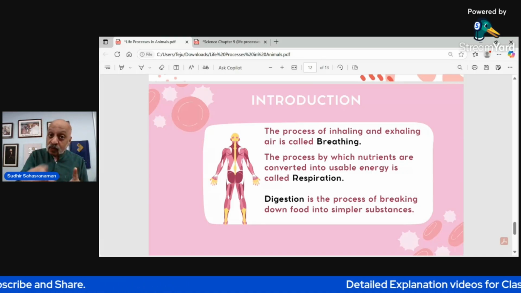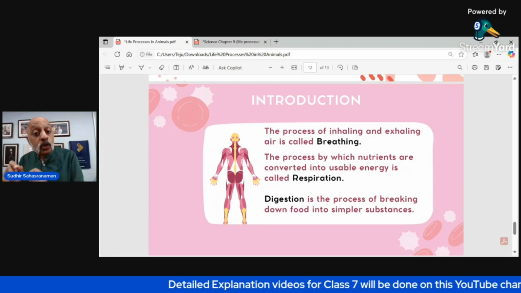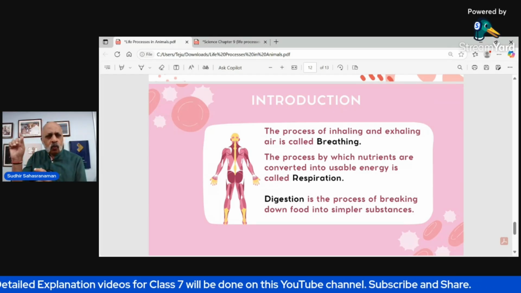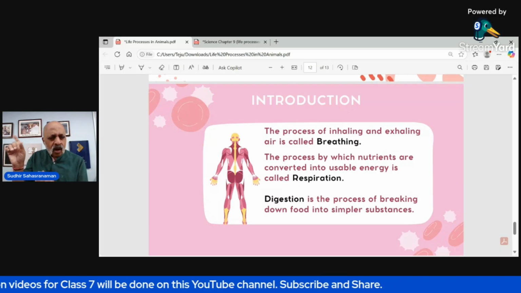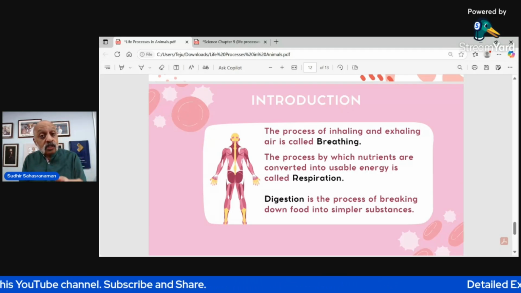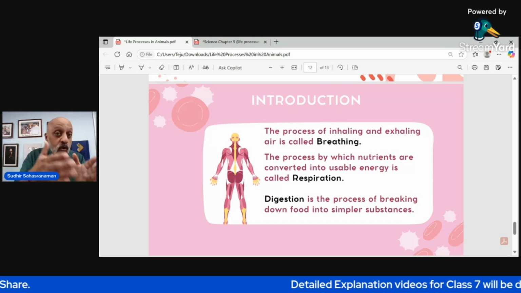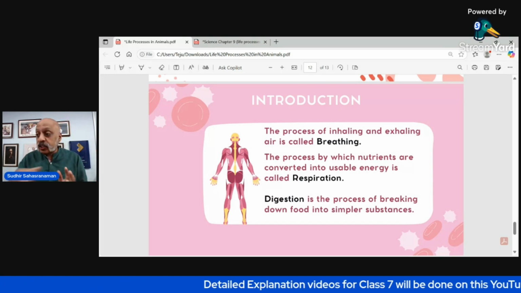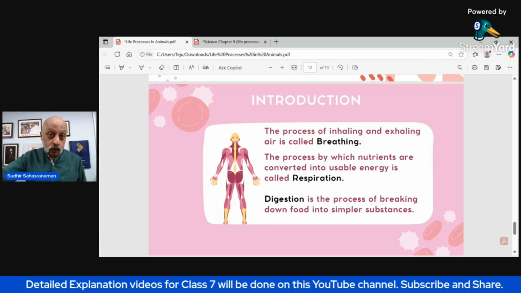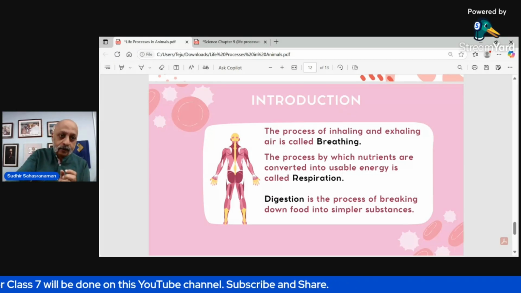Respiration is the process by which, as I explained just now, the nutrients are converted into usable energy. Now, some of you may get a little confused. Wasn't digestion also something similar? There is a difference. Digestion is the process of breaking down food into simpler substances. So you need to know the difference between digestion and respiration. That's absolutely important, which is why I put both of them together so that you understand.